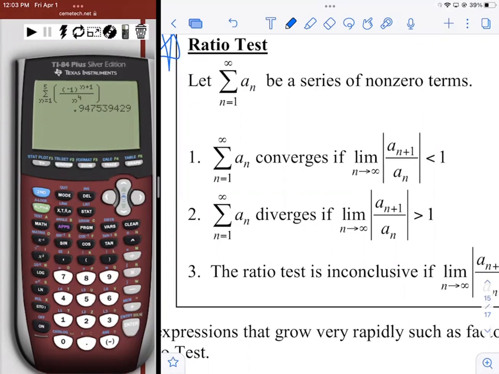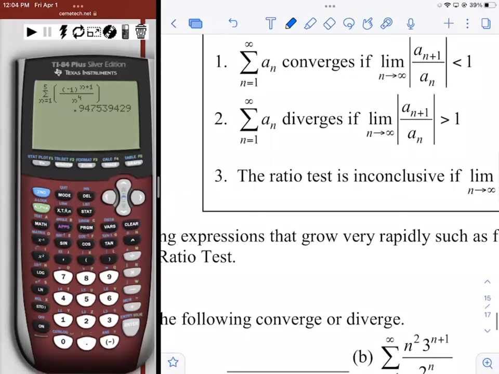If that ratio is less than 1 as n goes to infinity, that's kind of the same idea of saying it's getting smaller and smaller, fast enough to converge. So that idea should be ingrained in there. And if it's greater than 1, then it's going to get bigger and it diverges. Okay. Now, when do we use the ratio test?